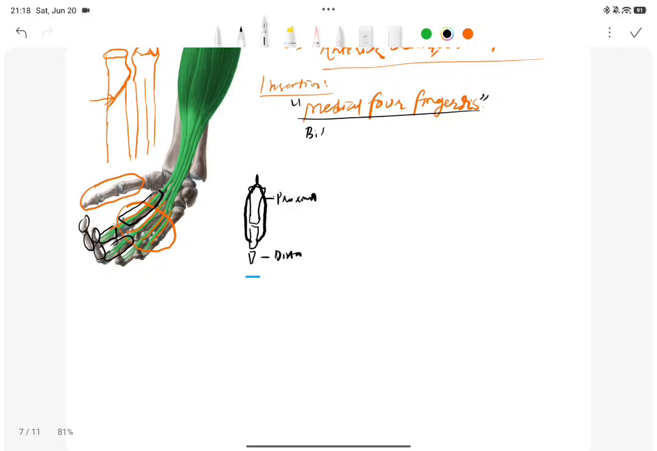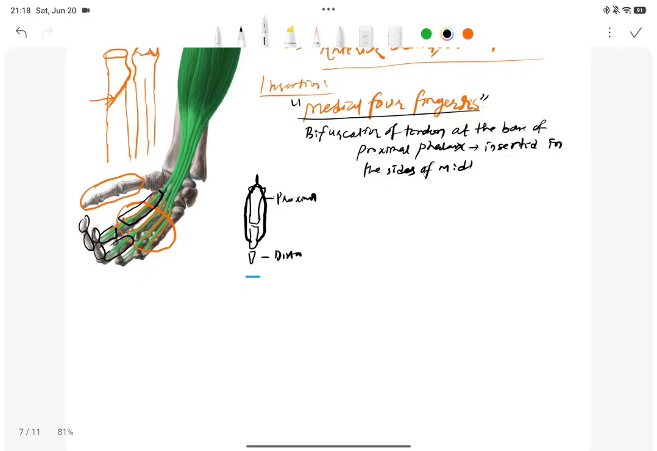There is a bifurcation of the tendon of flexor digitorum superficialis at the base of the proximal phalanx, and it is inserted in the sides of the medial phalanx. So there is the bifurcation of the tendon at the base of the proximal phalanx and it is inserted in the sides of the medial phalanx, see, like this. So the insertion has also been discussed.